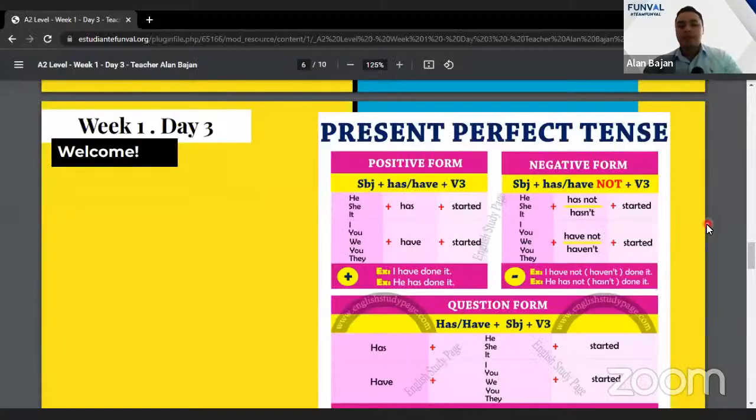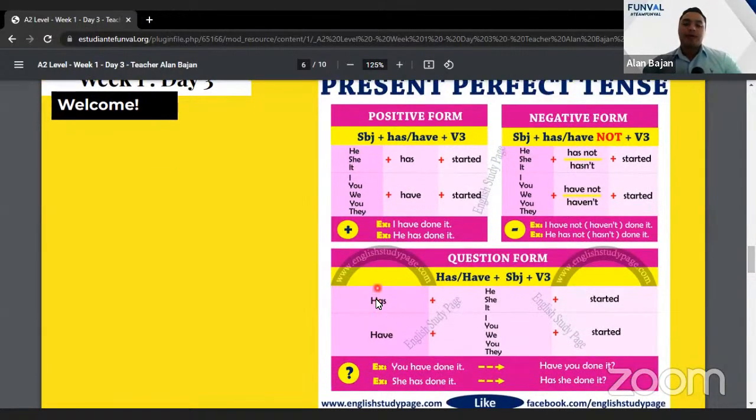All right. So positive form, subject, auxiliary has or have, plus the verb in past participle. And the interrogative form or question form, we have the auxiliary at the beginning, has or have, plus the subject, plus the verb in past participle. Has he studied? Have you studied?